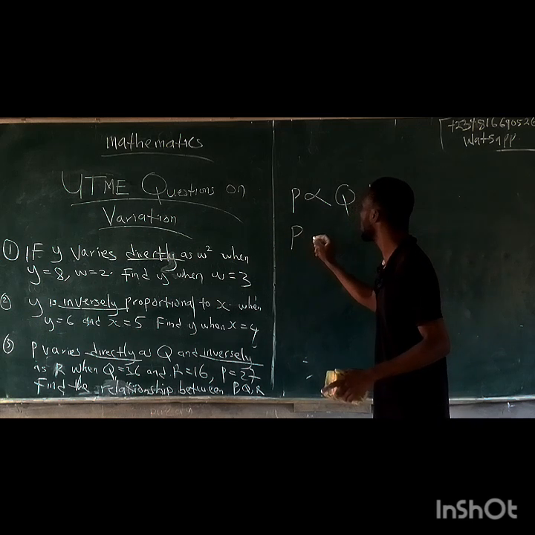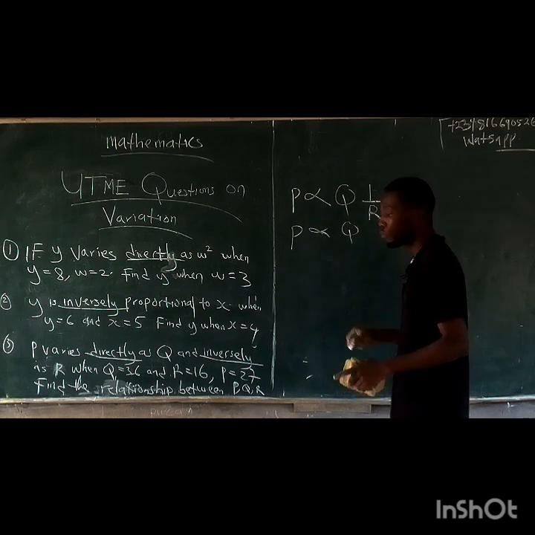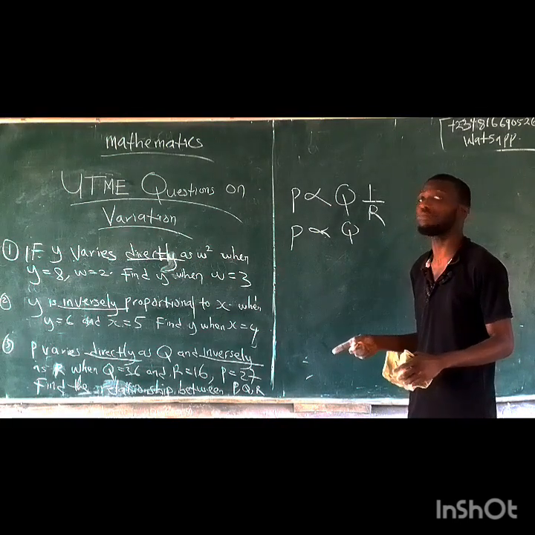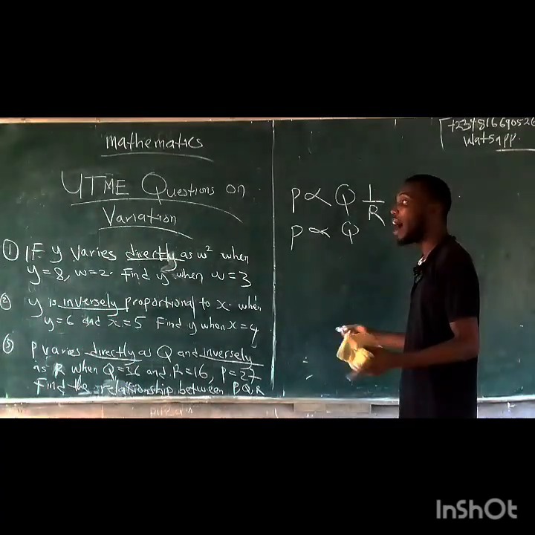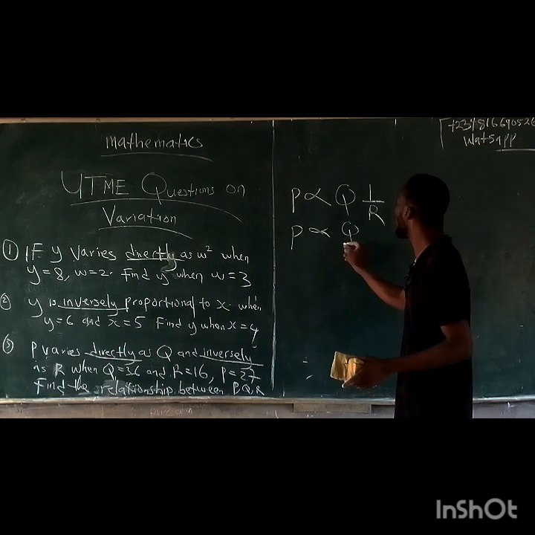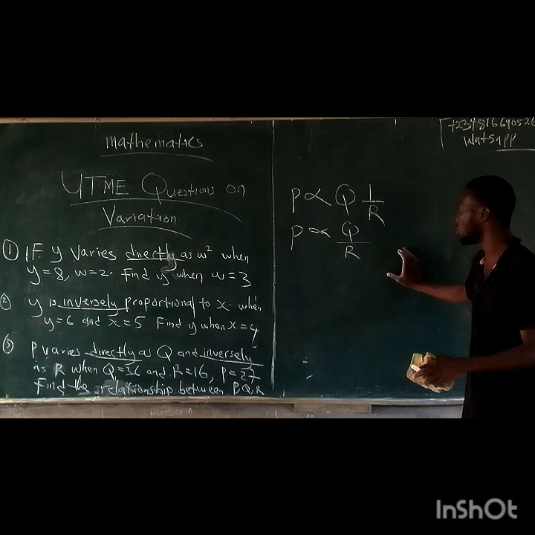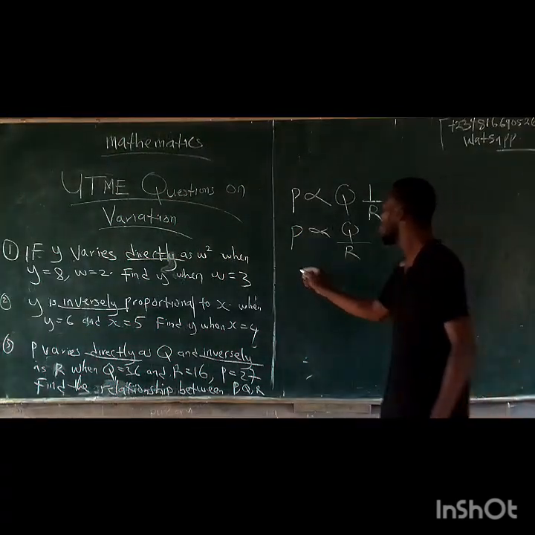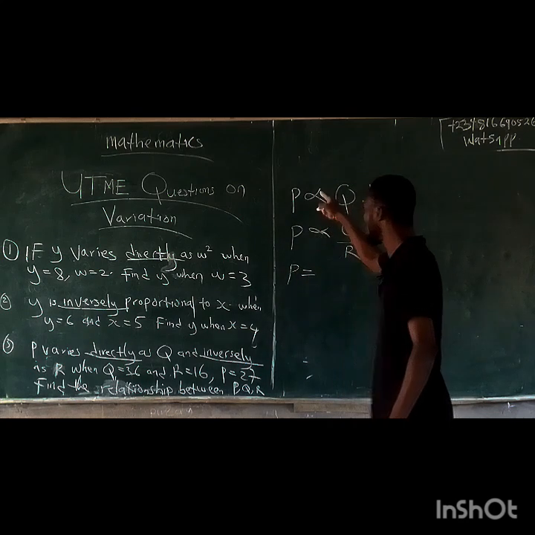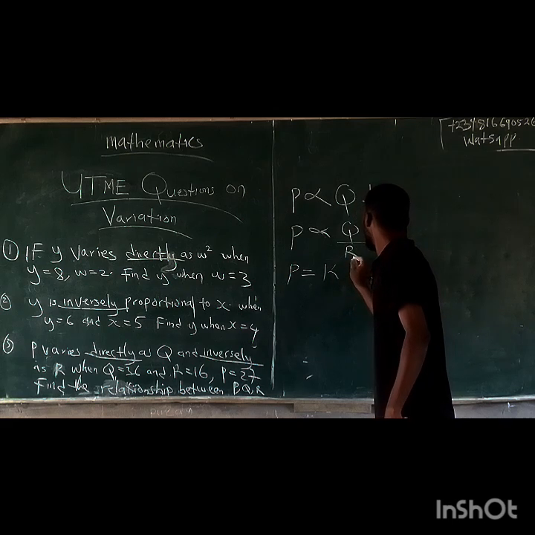So I will now have something like this. P varies as Q times 1, I'm still going to have my Q. Anything multiplied by 1 will still give you the same number or alphabet. Now, Q times 1 is Q over R. This is joint variation. The next thing you need to do is introduce your constant. So I'm going to have P equals, this sign will now change to the equal sign, K, then Q over R.